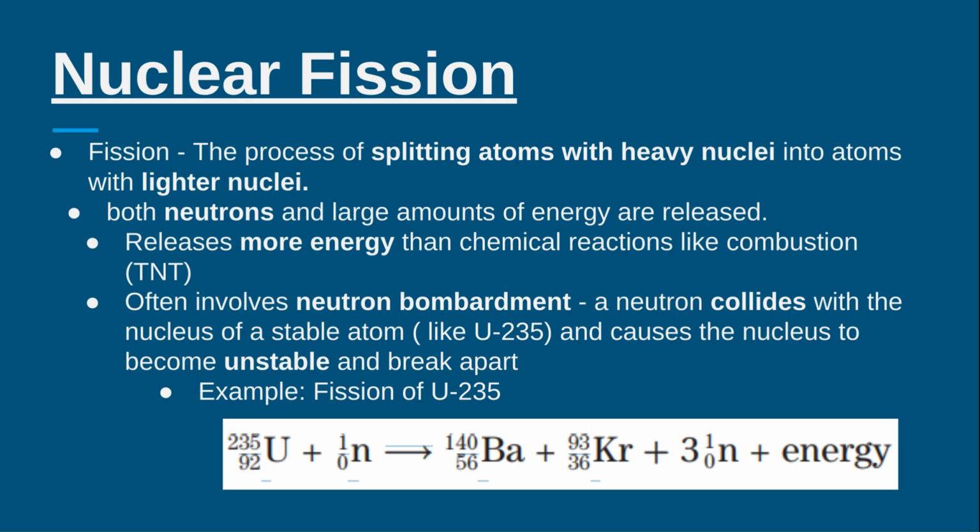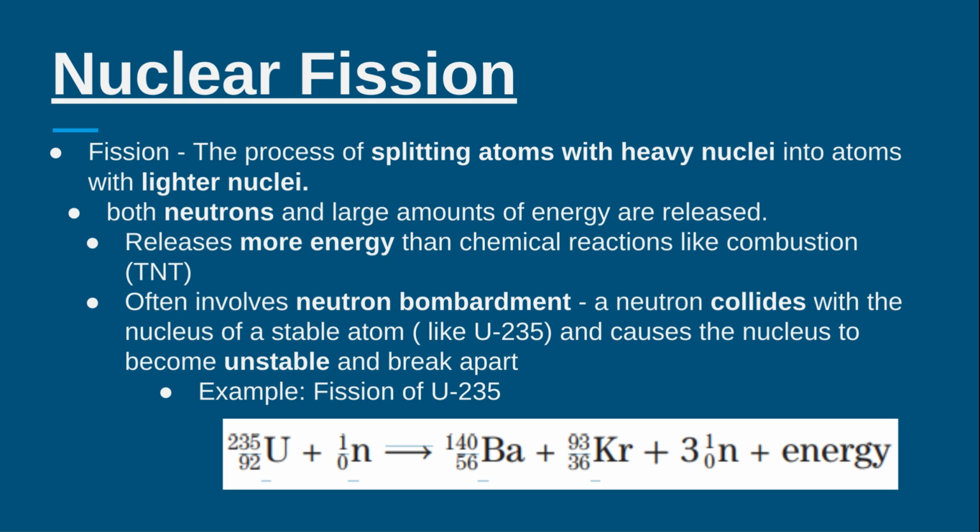You can see that the uranium-235 on the left is one of our parent nucleus. You can see that a neutron was added to it. So that's the representation for neutron bombardment. We are adding a neutron to the nucleus of a uranium-235 atom. That will cause it to break down. It's going to break apart into barium-140 and krypton-93. It will release energy, and it also will release 3 neutrons.